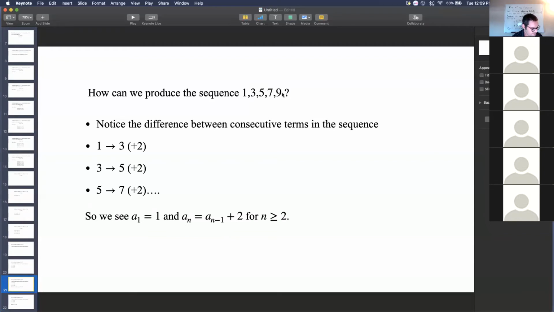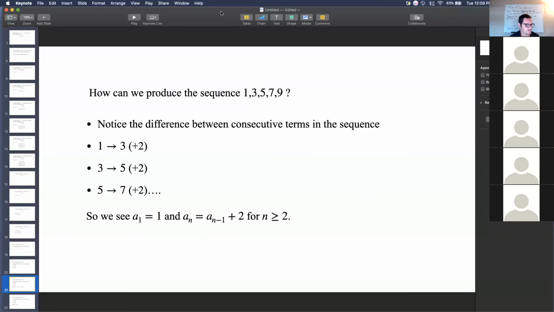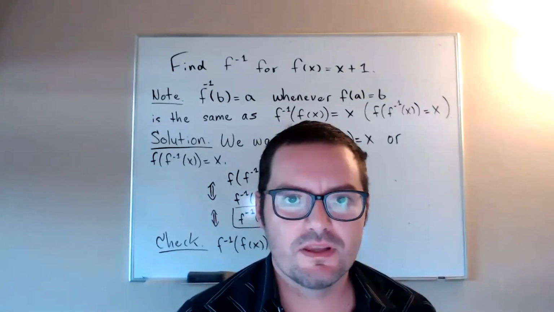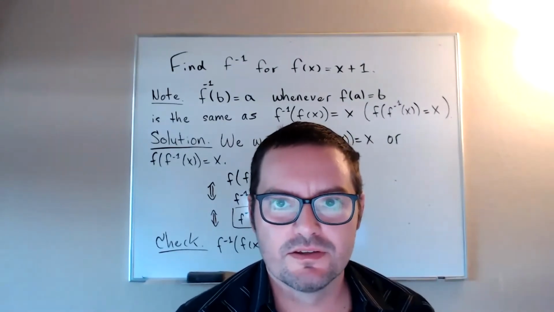Okay, so that will be it for today. Next time, we're going to look at summations of sequences. So some summations are defined in terms of sequences. And then we'll also look at cardinality of sets. So it should be at least somewhat interesting next time. And that will be it for today.